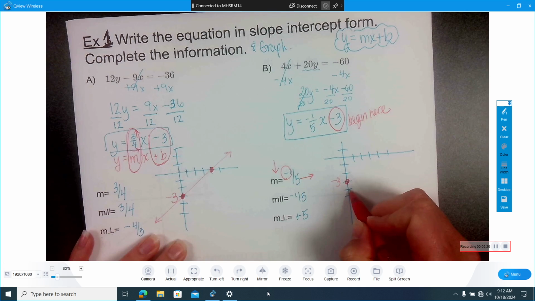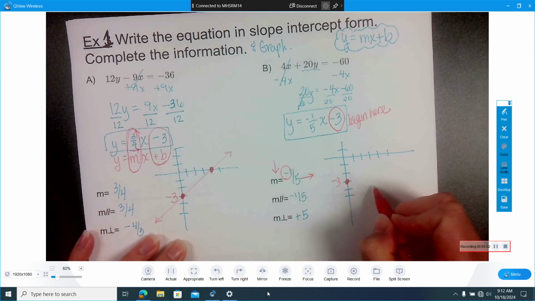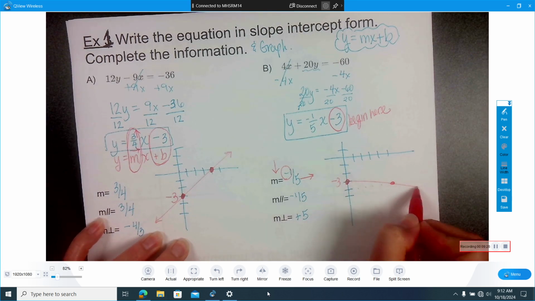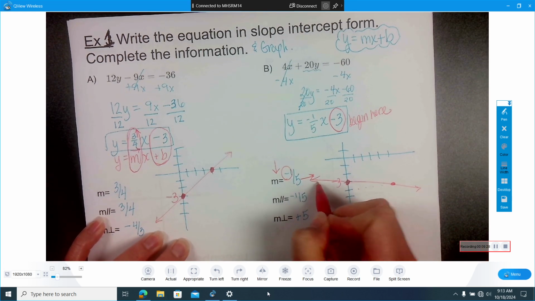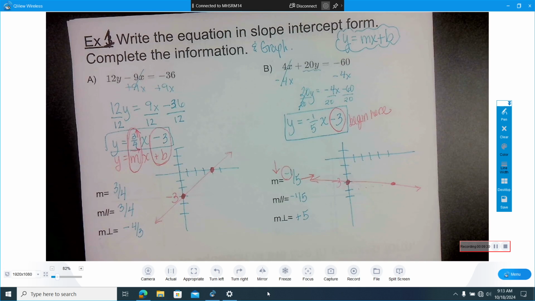So down 1, over to the right. 1, 2, 3, 4, 5. So the top number tells you to go up or down. The bottom, run to the right. We always go to the right when we read a graph, so that's why we do it that way. It is a negative sloped line. Is it going downhill from left to right? Yes, it is. Okay. Ladies and gentlemen, your Delta Math should be super fast.